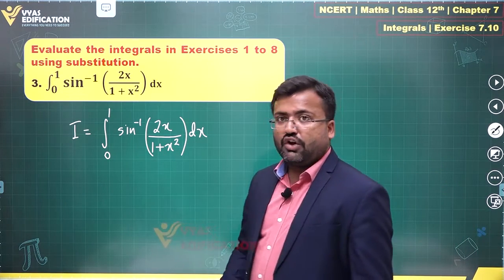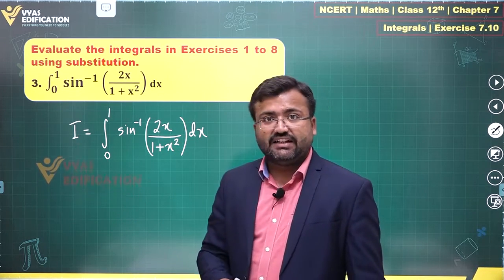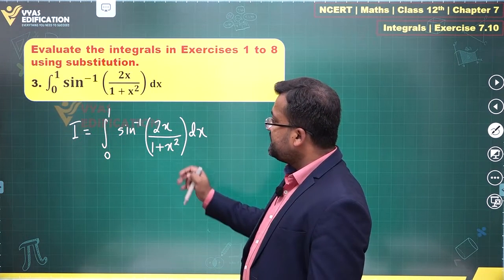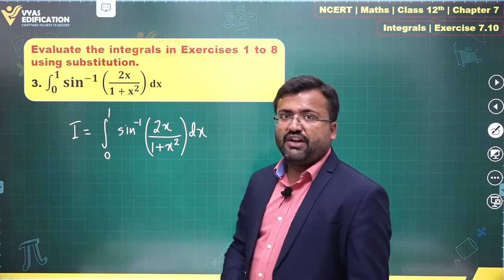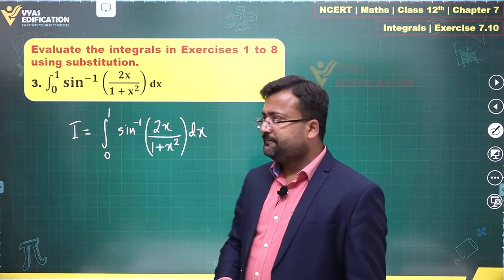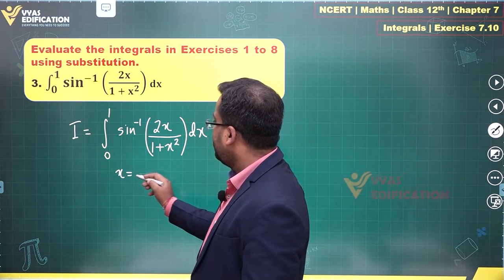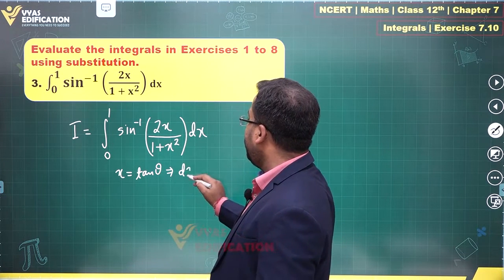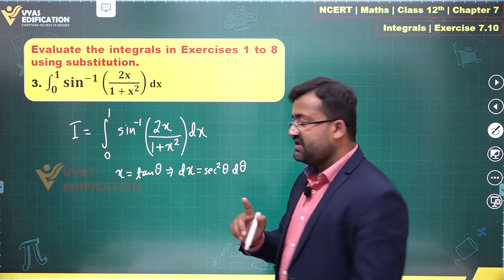This x, if you recall the formula for sine 2 theta, this x can be replaced with tan theta. Once I replace this x with tan theta, what do I get? So 2 tan theta upon 1 plus tan square theta will become sine 2 theta. Sine inverse sine 2 theta will be simplified to 2 theta first of all. And this dx will also simplify to something. So how do we do that? We replace x by tan theta, and this tells me dx becomes equal to sec square theta d theta. That's the first thing.